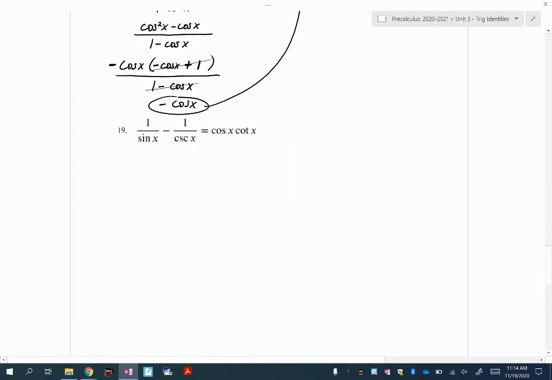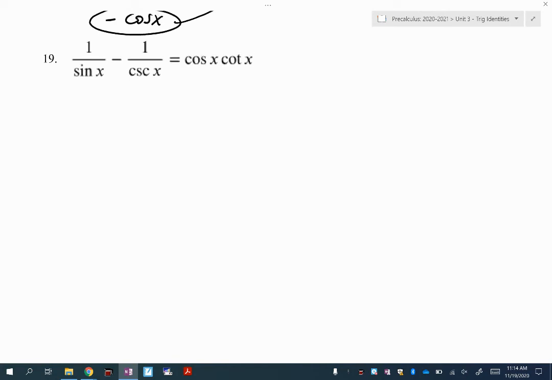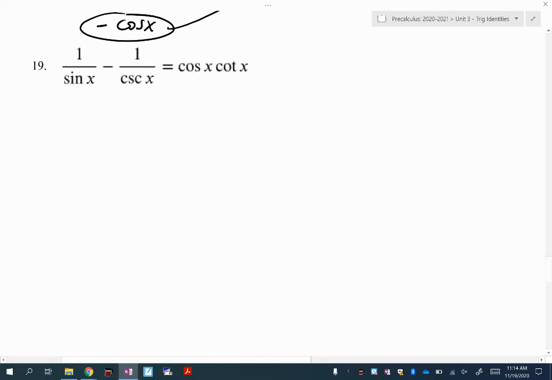Okay, let's try 19. Now 19, I might get some students that pick either side here. Again, I'm picking the side that I think has the most stuff going on. They look similar, but the left side has subtraction. So when I see that, I'm going to go ahead and pick the left side, because that allows me to get common denominators. So 1 over sine of x minus cosecant of x, right? 1 over cosecant is the same as sine of x.